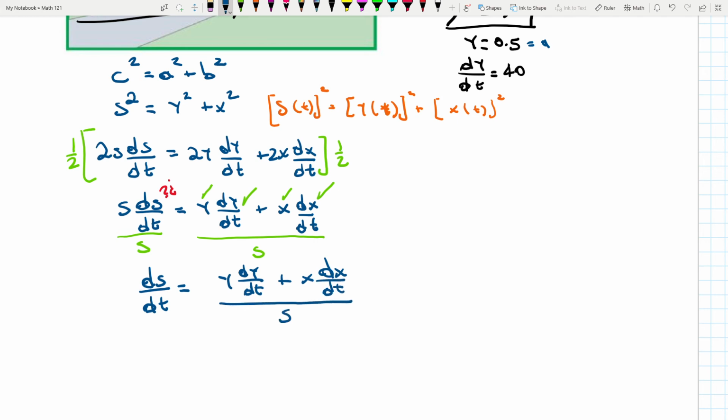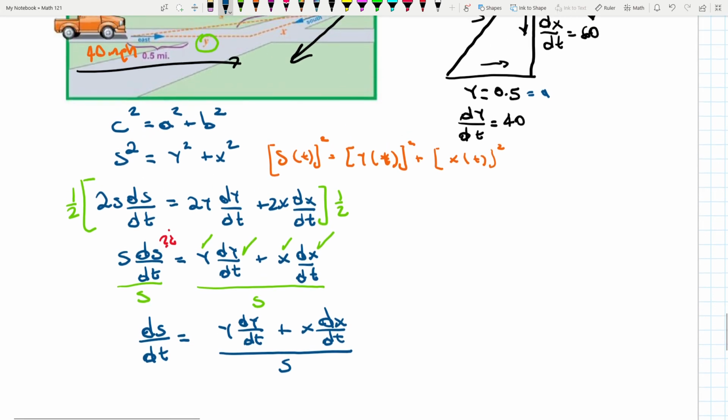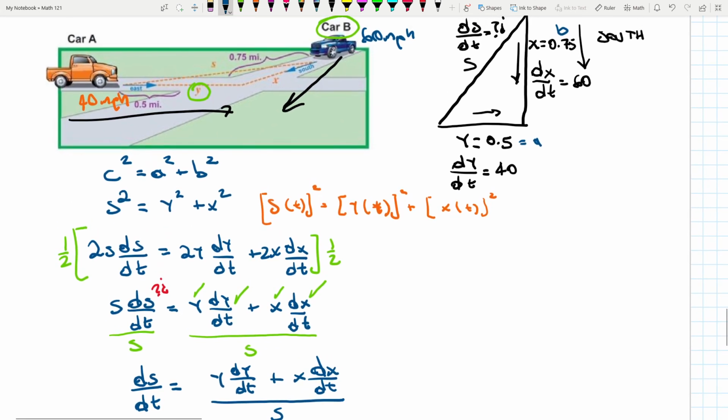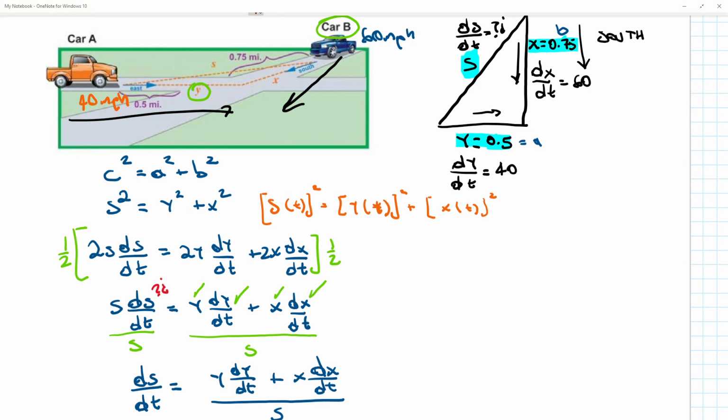Well, we still need to find s. So we are going to find the value of s at a moment where y equals 0.5 and x equals 0.75. We need to find that value of s. So we're going to use the Pythagorean theorem adapted to our situation right here.